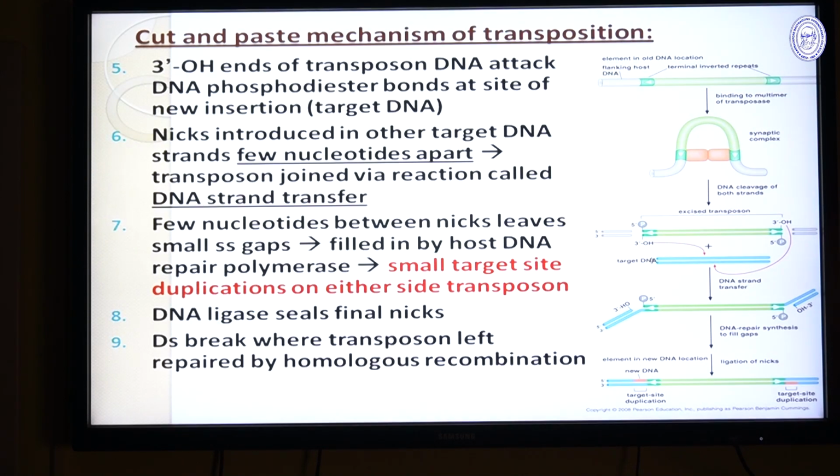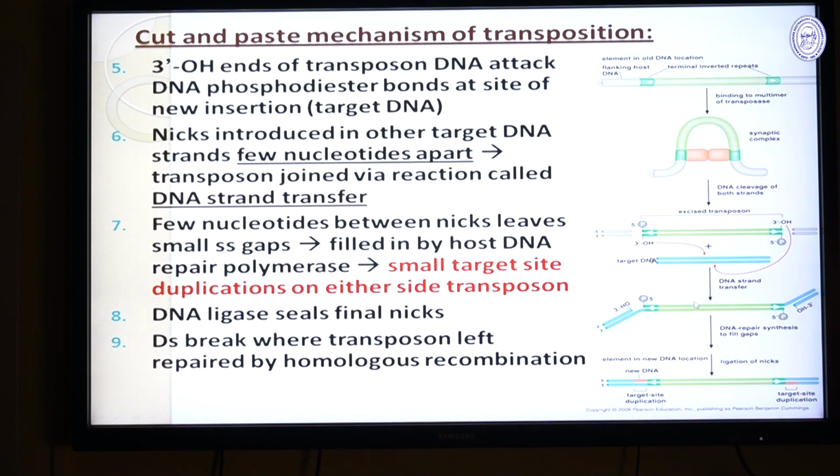Now, the 3' OH end of the transposon DNA attacks the DNA phosphodiester bonds. Come to the third part of the diagram given on the right hand side. Now you have the 3' OH. What will it do? It will go and attack the phosphodiester linkage of the new target DNA. So nicks are introduced in the target DNA strand, a few nucleotides apart. Transposons are joined via a reaction called DNA strand transfer.